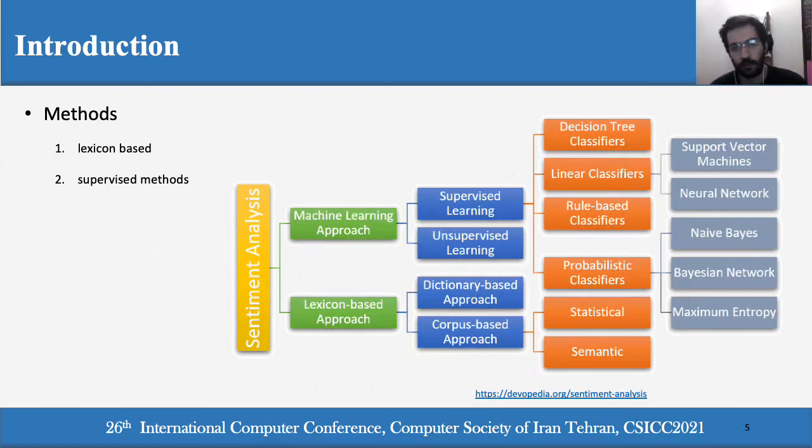There are two major approaches for sentiment analysis. First, we have lexicon-based methods, and second, we have supervised methods. Lexicon-based methods are a way to find the sentiment score of a sentence based on sentiment orientation of the words existing in the lexicon instead of training on the data. Conversely, in supervised methods, sentiment of a text is predicted based on a contextually similar data which is labeled earlier. We have decision tree classifiers, linear classifiers, rule-based classifiers as a supervised method for sentiment analysis, and we have dictionary-based and corpus-based approaches as a lexicon-based approach for sentiment analysis.